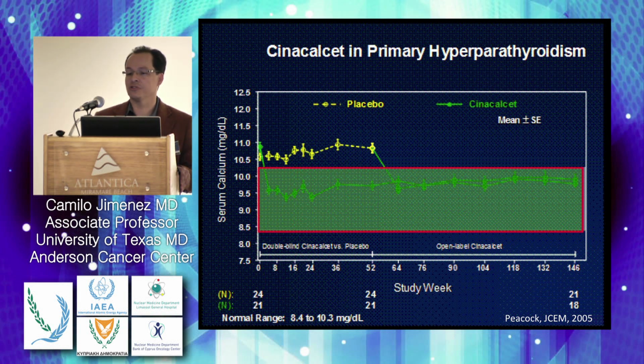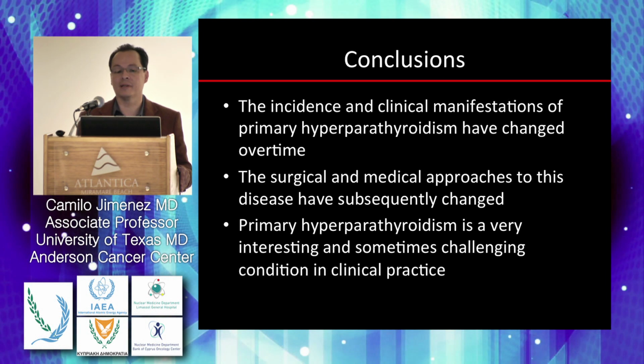So what are the conclusions of this lecture? Well, primary hyperparathyroidism is in reality a very interesting disease because it's an example of a disease in which the incidence and the clinical manifestations have markedly changed over time just thanks to the introduction of technology. The surgical and medical approaches of this disease have also changed because of all the knowledge that we have anticipated based on the epidemiological characteristics that we now know of this condition. And primary hyperparathyroidism is in reality very interesting and sometimes a challenging condition in clinical practice.